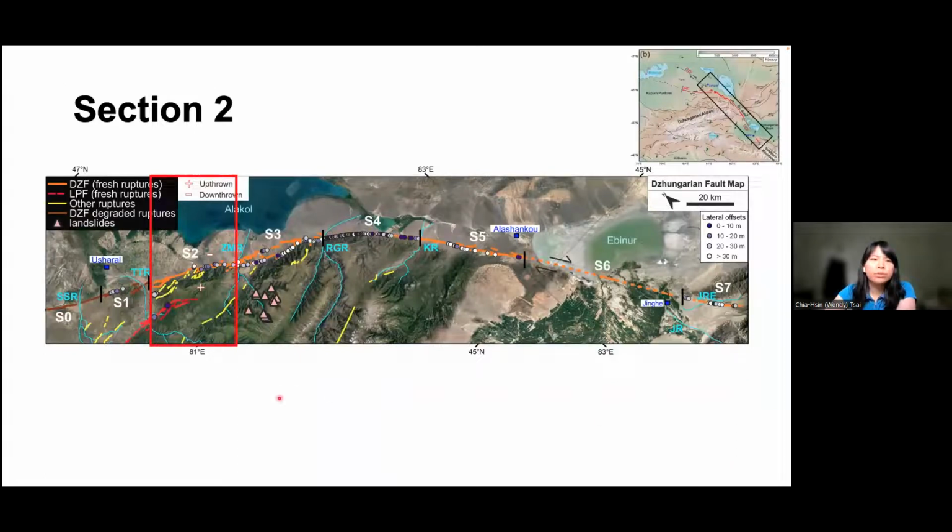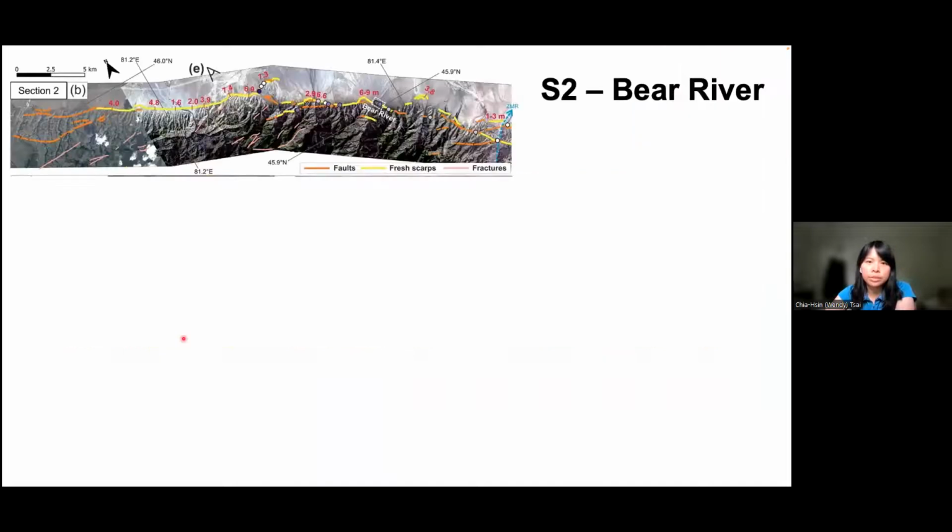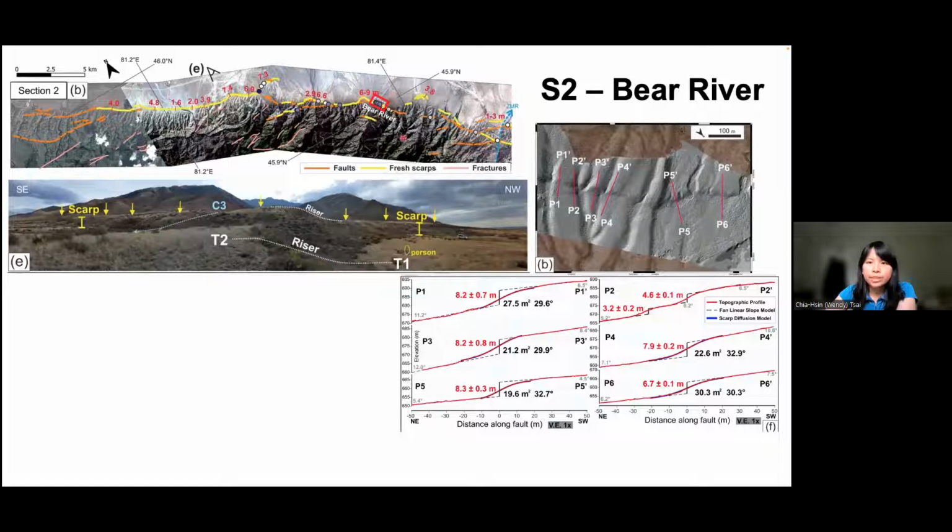Now moving north to section 2, which is the closest section to the Lepsy Fault. We found there is one main fault trace with a few small splays. It is also noticeable that lots of fresh scarps appear at the range front, just like the Lepsy Fault. A typical example is at the Bear River site.